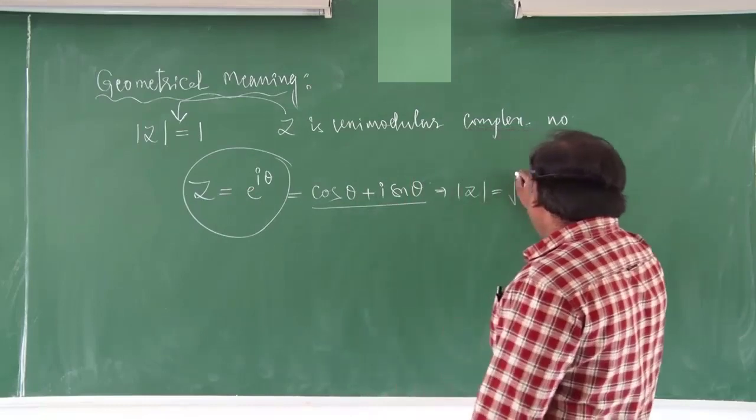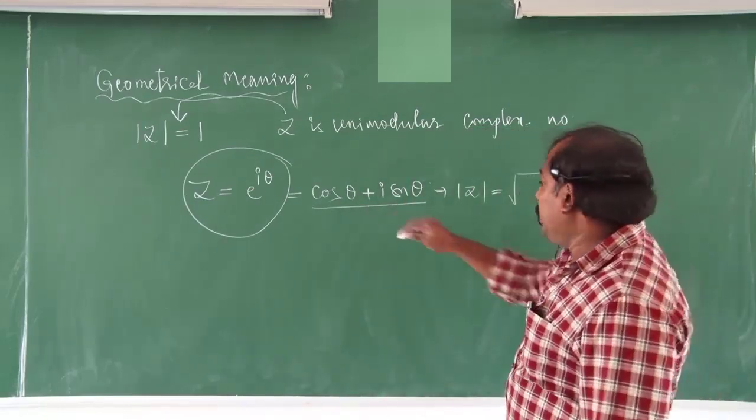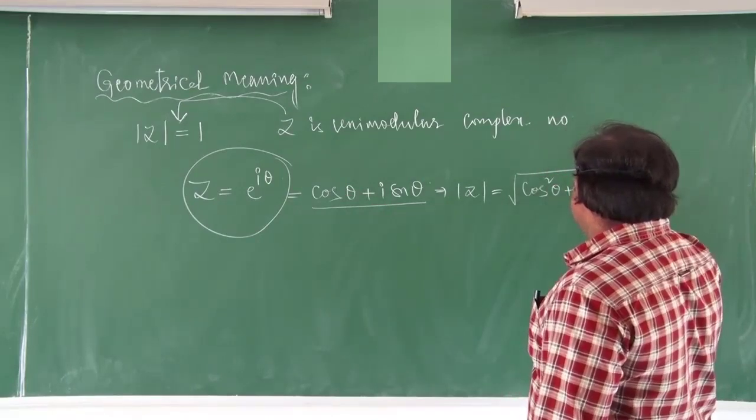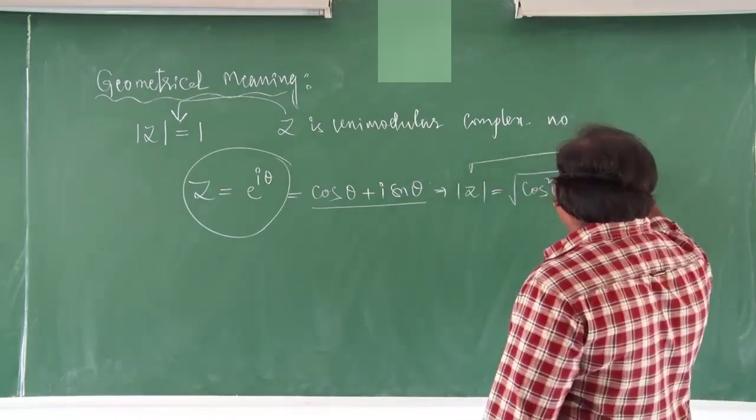Mod Z means root of real part whole square plus imaginary part whole square. What is the real part? Cos theta. So here you will get cos square theta plus sin square theta, which is equal to 1. So mod Z is equal to 1.